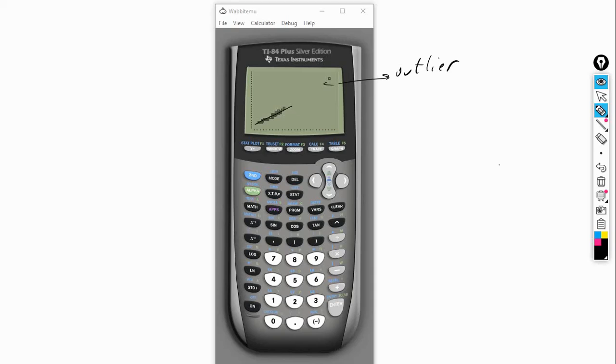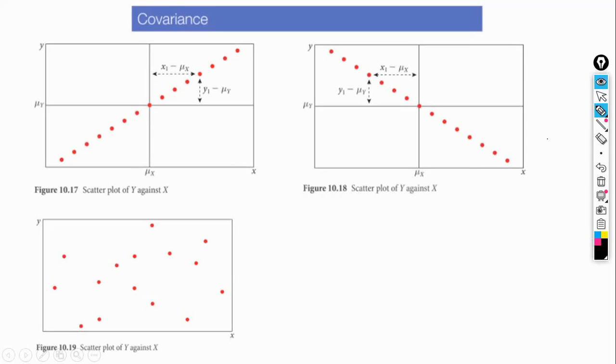So that's why it has such a high performance in relation to the other cars that are fueled normally. Because this observation is not typical of the study, we should remove it in order to get a clear indication of the nature of the relationship between the two variables. So next we're going to talk about covariance. And let's take a look at figure 10.17.